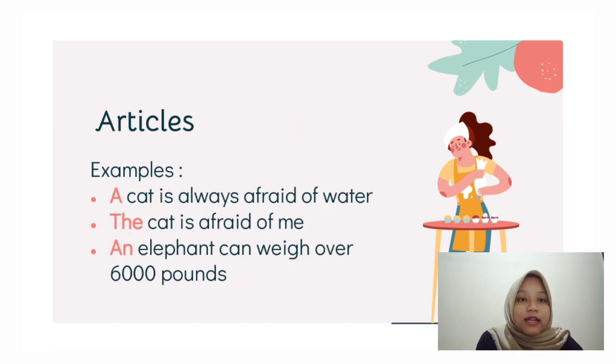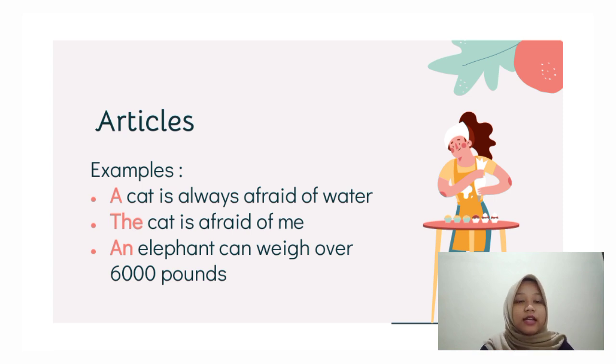And the last one is article. An article determines the specification of nouns, and the words a and an are used to refer to an unspecific noun, and the word the is used to refer to a specific noun.